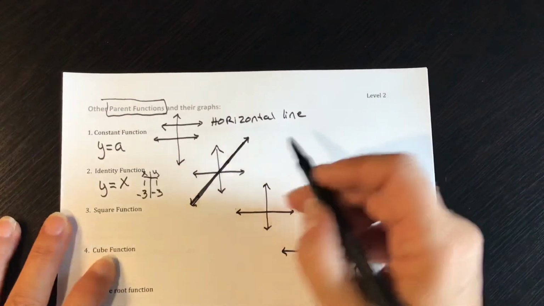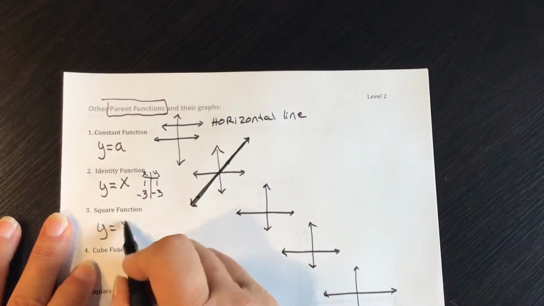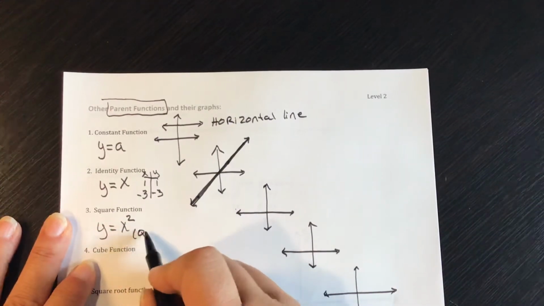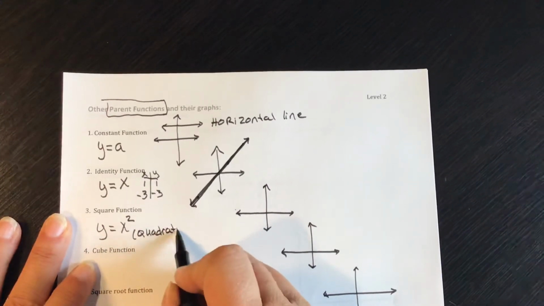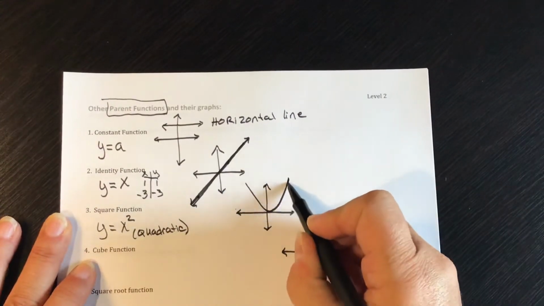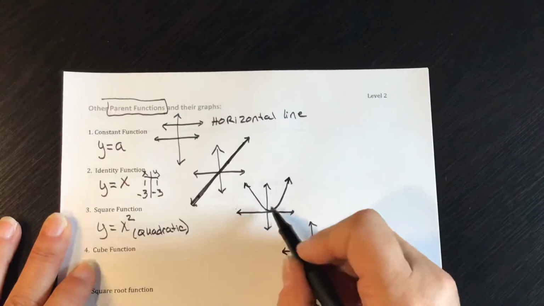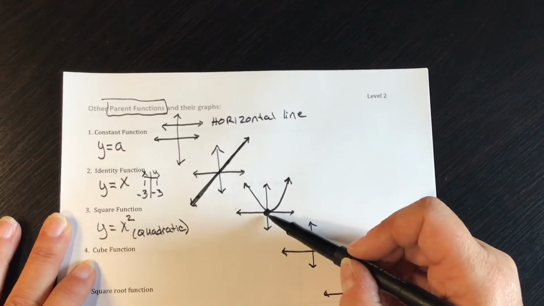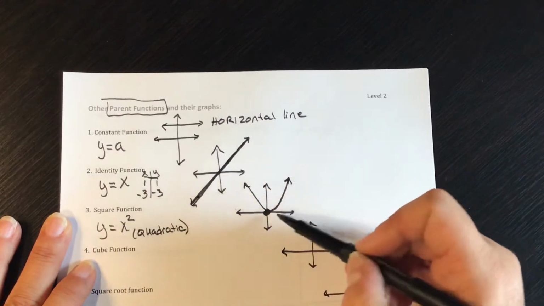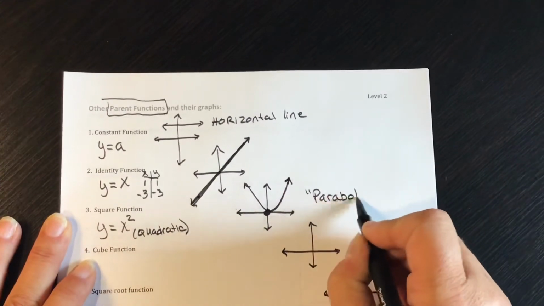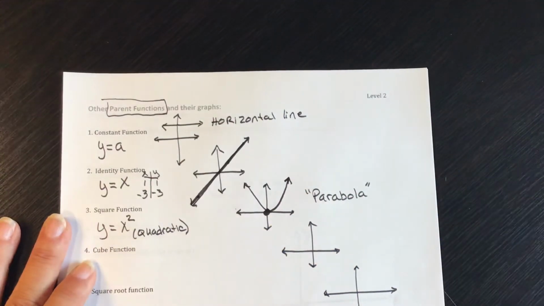A square function, for example, y equals x squared, and oftentimes we call this a quadratic function, will take the shape of a U. Okay. And it will have a vertex at the origin, and it has a U shape. We call this a parabola. Some of these graphs do have special names, so this one is a parabola.